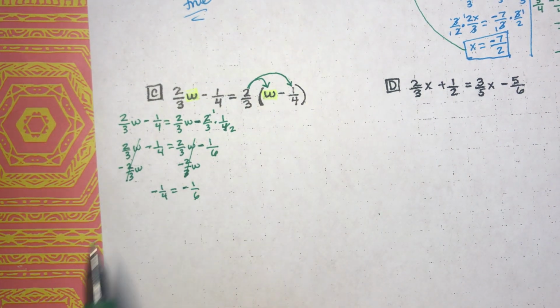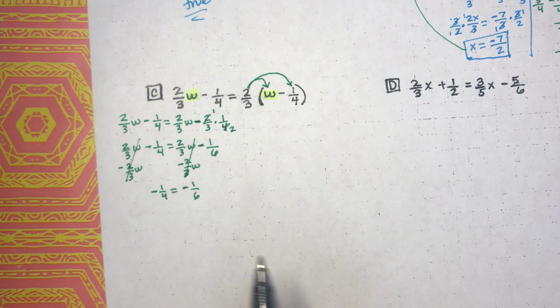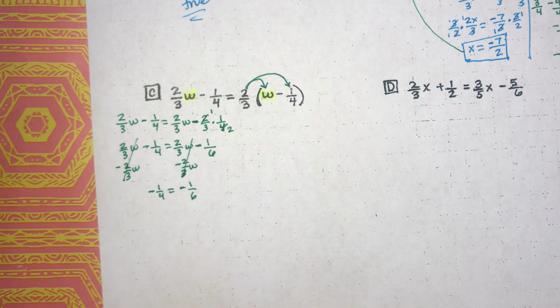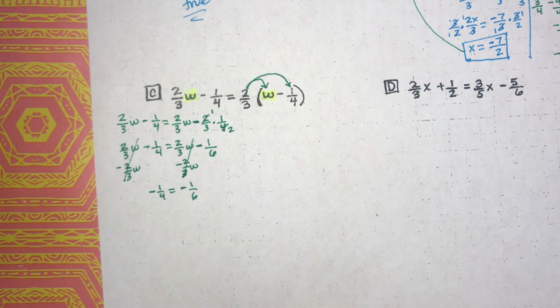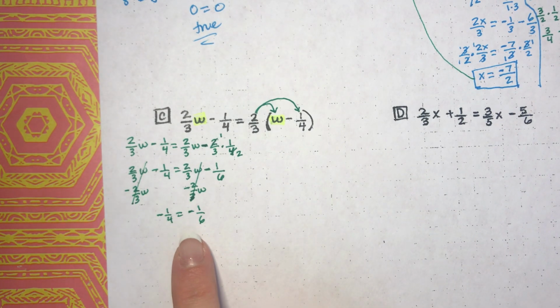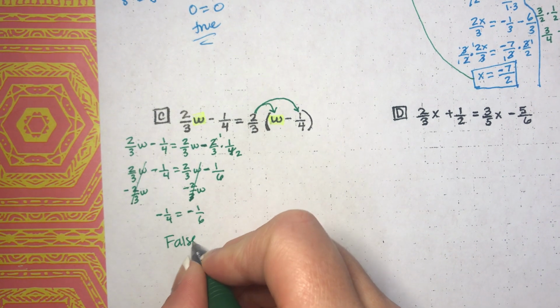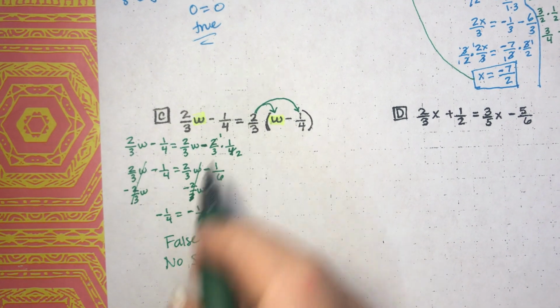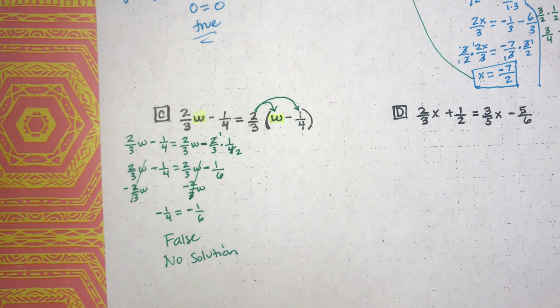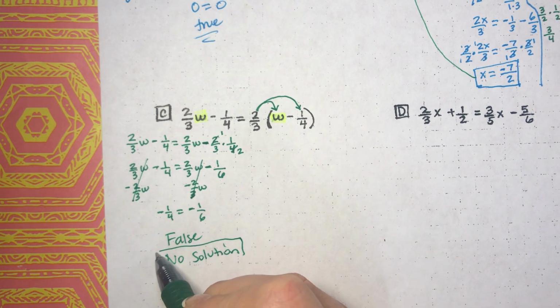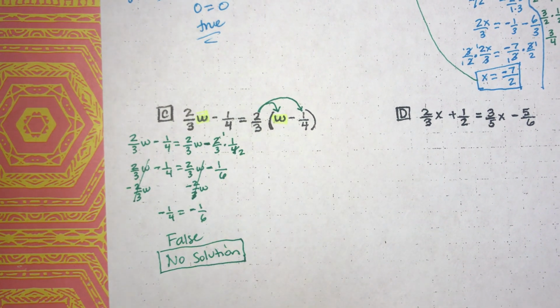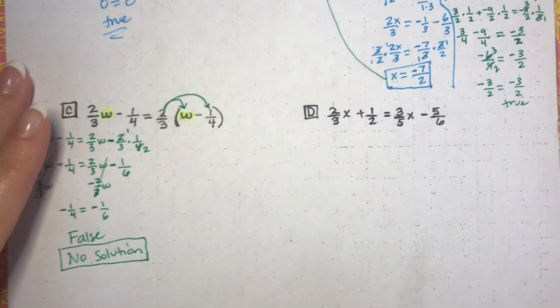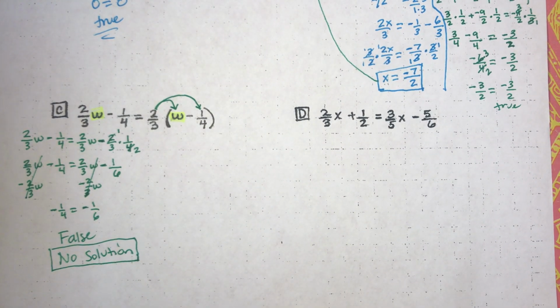And the variables canceled out. Is that okay? Yes, it's okay. What are we left with? Remember that when the variables cancel out, that means that we're either going to have no solution or infinite solutions depending on this statement. And is negative 1/4 equal to negative 1/6? That is a false statement, which means there is no solution. There is no number that you can stick in for W and it will work. So that is the answer, no solution. If you got that one right, awesome job. Okay, let's move on to D and see how you did.